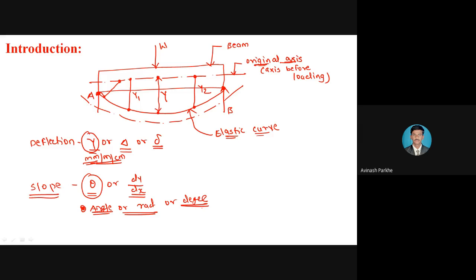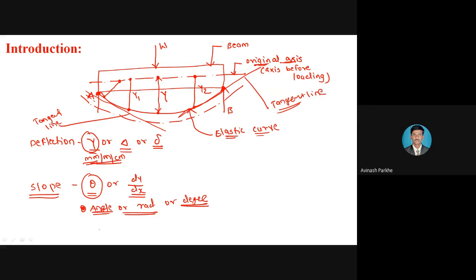But what is the definition of slope? For that purpose, you have to draw the tangent line to the elastic curve which passes through the point A. So this is the tangent line near point A, and another tangent line near point B.